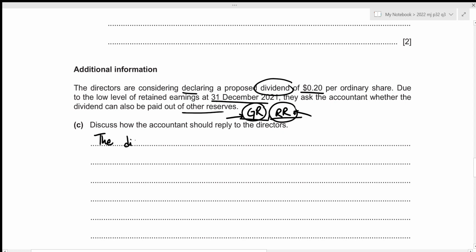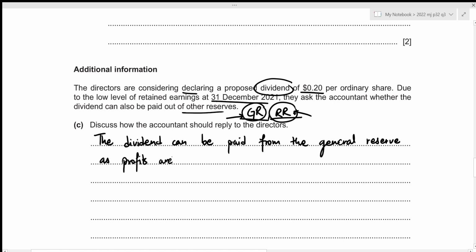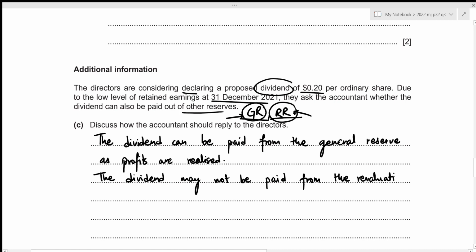Firstly, the dividend can be paid from the general reserve as profits are realized, but the dividend may not be paid from the revaluation reserve as these profits are not realized. This concludes the third part of this question. We can now move towards the fourth one.